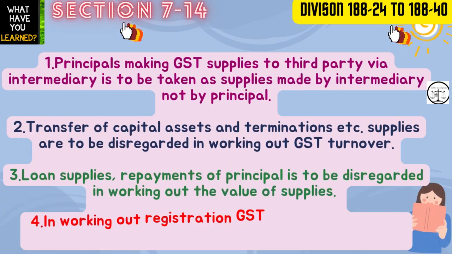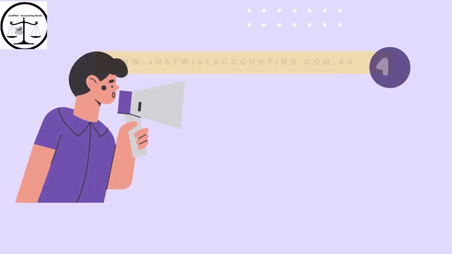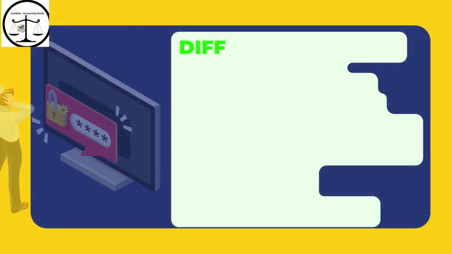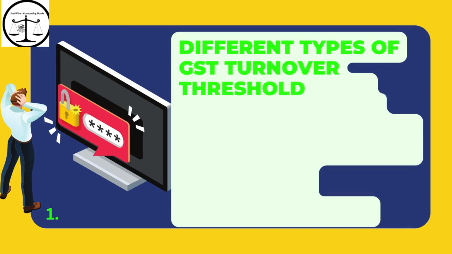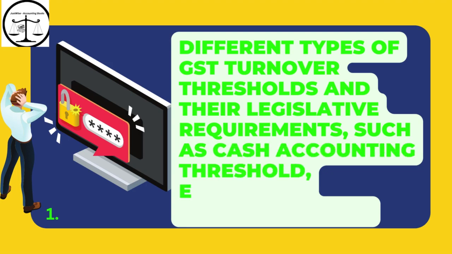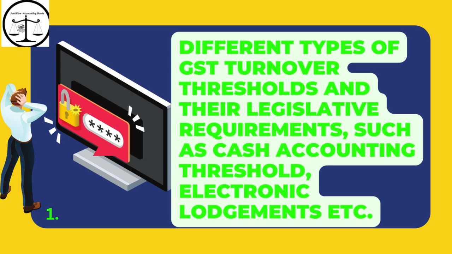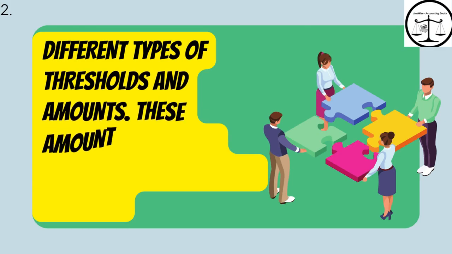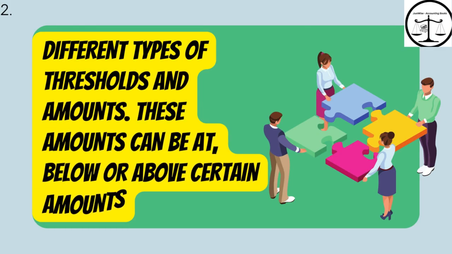Well friends, we are almost there. This is the fourth section of this video. We will try to summarize what we discussed in this video so far from Division 188-1 to 188-40, explaining the meaning of GST turnover. In summary, 1. In the first section we have learned about different types of GST turnover thresholds and their legislative requirements, such as the cash accounting threshold, electronic lodgements, etc. 2. We have learned that there are different types of thresholds and amounts. These amounts can be at, below or above certain amounts as mentioned in the GST Act for specific thresholds.